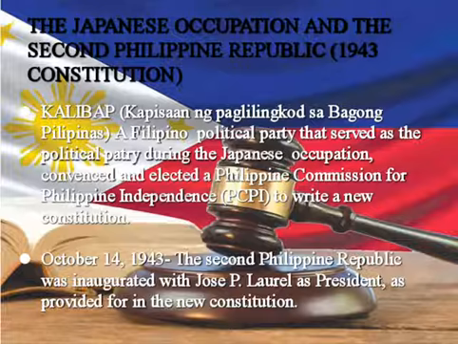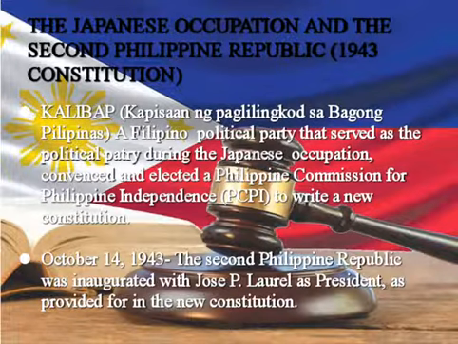Kalibapi, or Kapisanan ng Paglilingkod sa Bagong Pilipinas, is a Filipino political party that served as the political party during the Japanese occupation. It convinced and elected a Philippine Commission for Philippine Independence, or PCPI, to write a new constitution. On October 14, 1943, the Second Philippine Republic was inaugurated with C.P. Laurel as president as provided for in the new constitution.